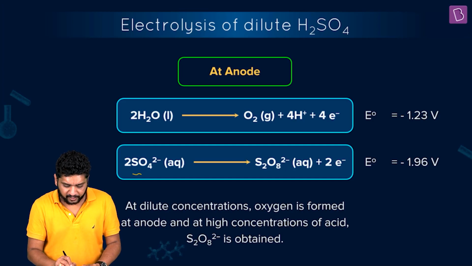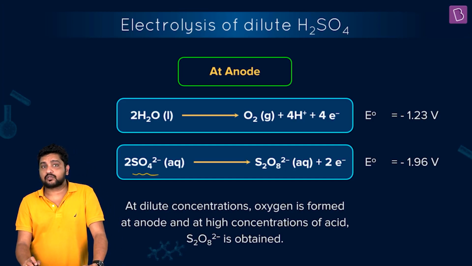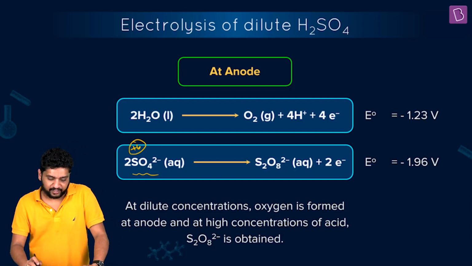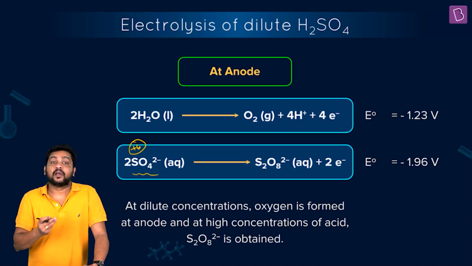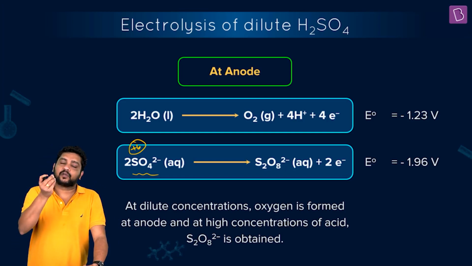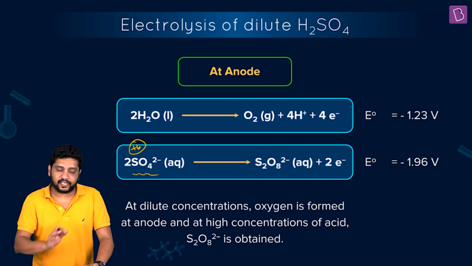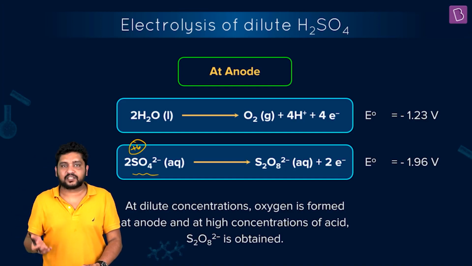Then another possibility is SO4 2- giving you S2O8 2-. This is interesting. Here oxidation is not taking place of sulfur. Sulfur is already in its +6 oxidation state in sulfate, so there is no way that it can go beyond +6. The maximum oxidation state of any element is equal to its number of electrons in its valence shell, right? I mean, let's just say at least for non-metals, this is very clear. So in sulfur, you have 6 electrons in the valence shell, a 16th group element.